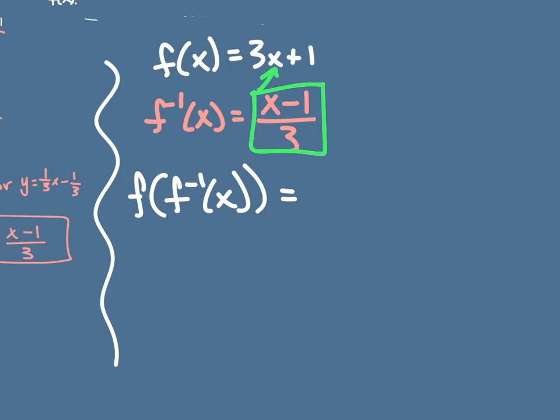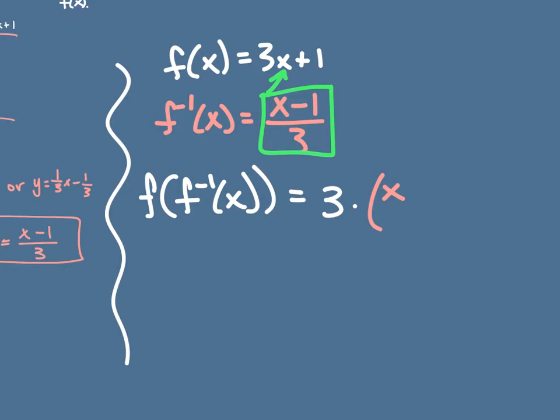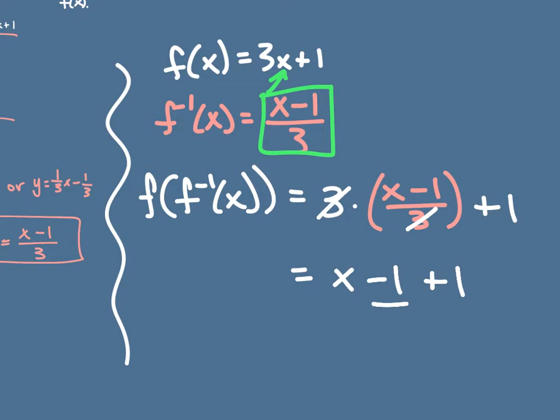So we're going to get 3 times the quantity x minus 1 all over 3, and then plus 1. From here, your 3's divide out. So 3 divided by 3 is 1, so you're just simply left with x minus 1 and then plus 1. And negative 1 plus 1 is 0, so you just get x.